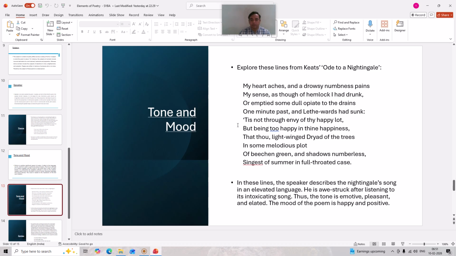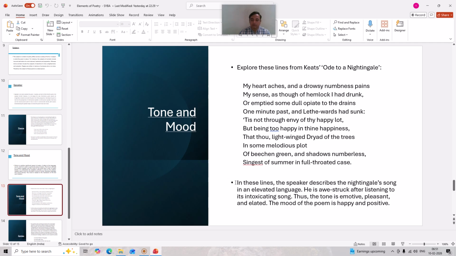One minute past, and Lethe-wards had sunk. It is not through envy of thy happy lot, but being too happy in thine happiness, that thou, light-winged Dryad of the trees, in some melodious plot of beechen green and shadows numberless, singest of summer in full-throated ease. These are the lines from Ode to a Nightingale.